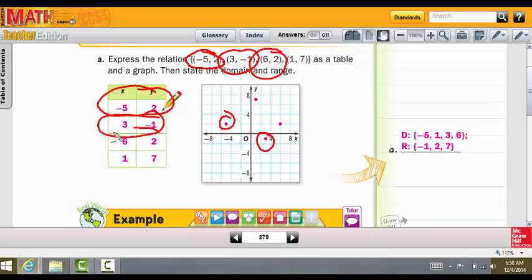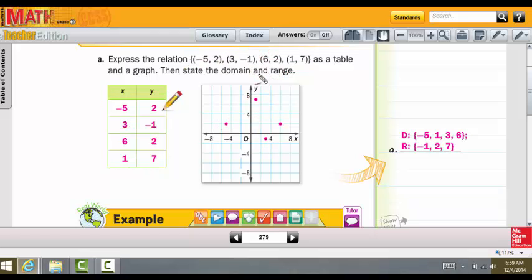+6, +2 is right here. +6 and up to +2 is here. And then 1, 7 is here. And we're going to move over to 1 and up to 7 here. So we have all of our points.